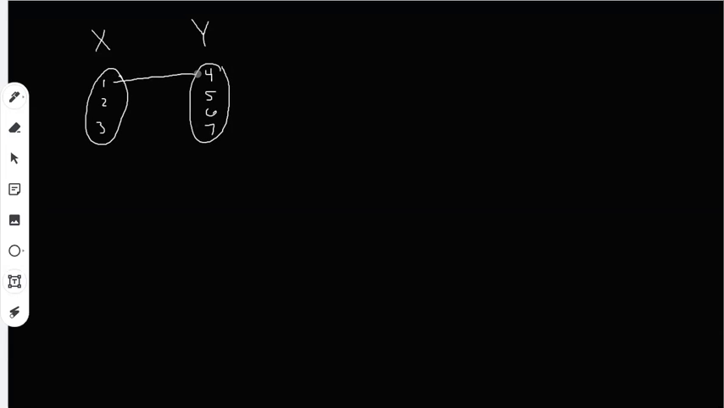Let's do a mapping diagram. Let's say we got all the x values over here, and all the y values are going to be over here, right? The first set is going to be the domain, and then this next set is going to be the range. So let's say we have 1, 2, 3, and then over here we have 4, 5, 6, 7. 1 is being mapped to 4, 2 is being mapped to 5, 3 is being mapped to 7, and 2 is also being mapped to 6.